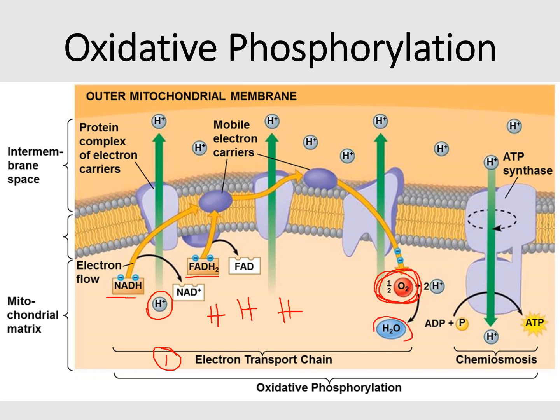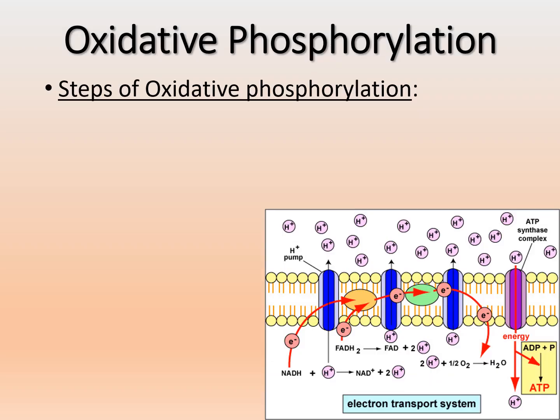So why we require oxygen is that the oxygen is going to bind the hydrogen left in this matrix, and then we're going to create water. But the big thing is we've pumped most of the hydrogen out into the intermembrane space, so it wants to come back in. So all these hydrogens out here are now going to rush back through the ATP synthase. And that is how we're going to create ATP, okay? We are going to make ATP using that ADP and the phosphate, okay? And that's the chemiosmosis step. So that's our number 2 step, okay?